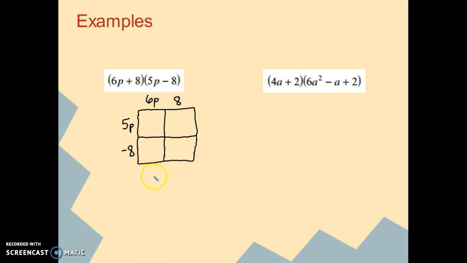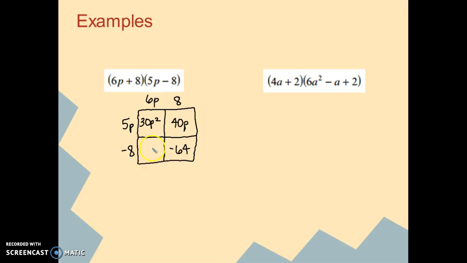Then I'm going to find the area. So I'm going to break it up into these 4 boxes. To find the area of this box, I've got to do 5p times 6p, and so that's 30p squared. This box is 5p times 8, and that's 40p. This box down here is 8 times negative 8, it's negative 64.